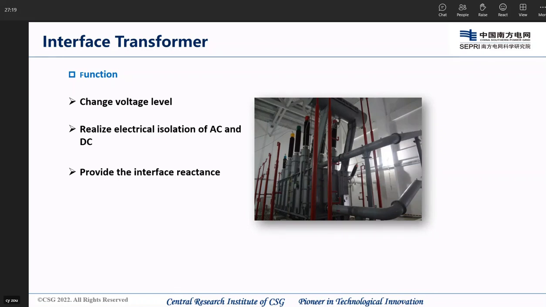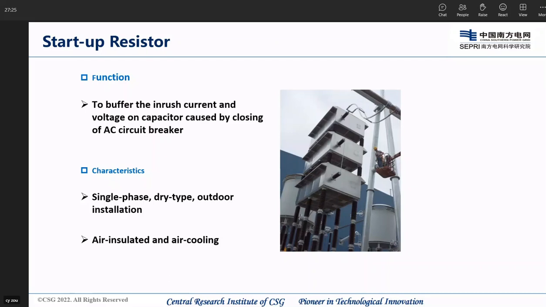We need to use a start resistor on the AC side. Otherwise, the charging of the huge capacitors in the MMC topology will result in large current. So it is usually the air insulated and air cooling type.